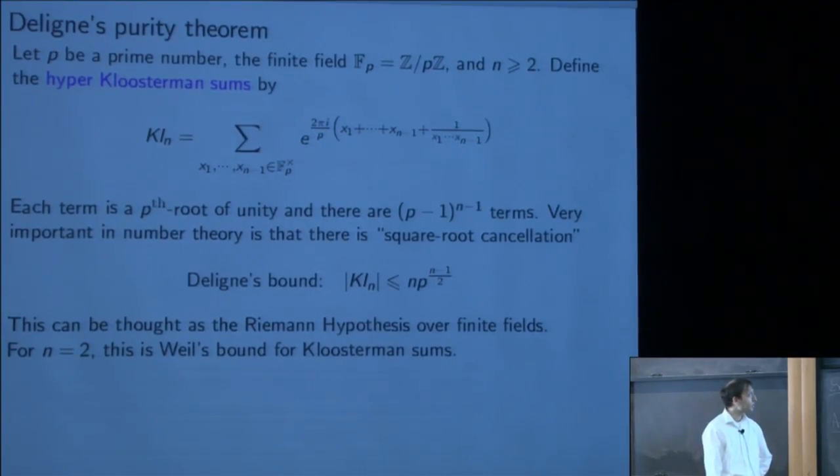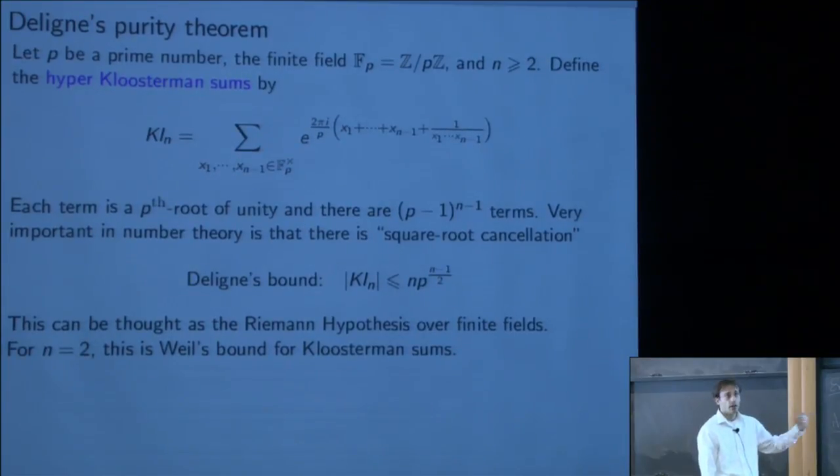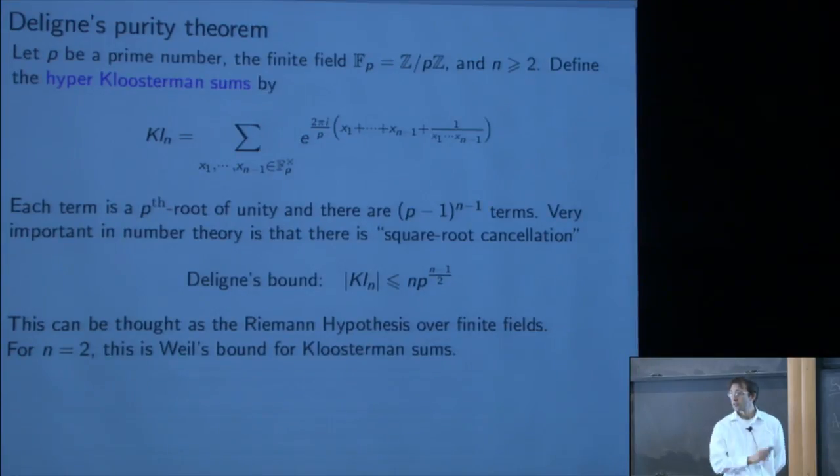So for n equals 2, it's the Weil bound. And sometimes we refer to it as analogous to the Riemann hypothesis over finite fields. But it's a theorem of Deligne. So any question about this object? This will be a main player in the talk.